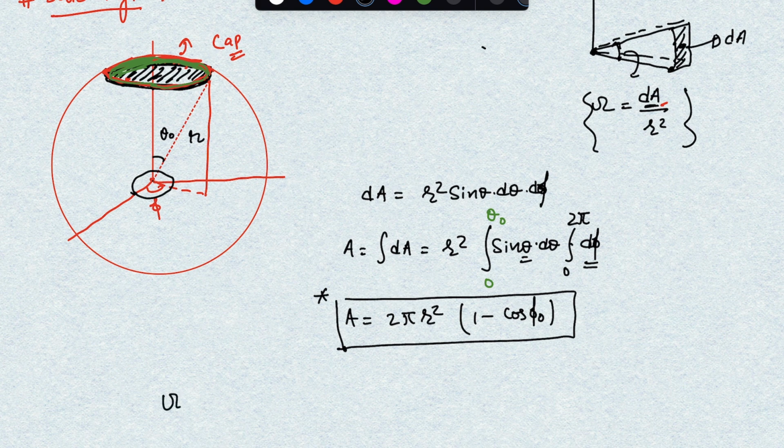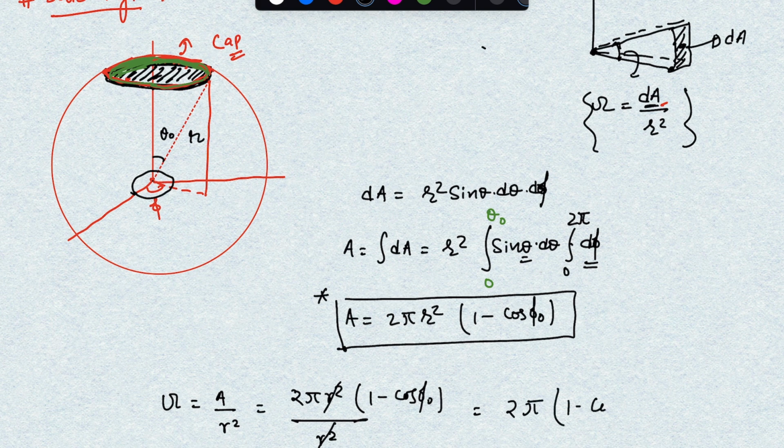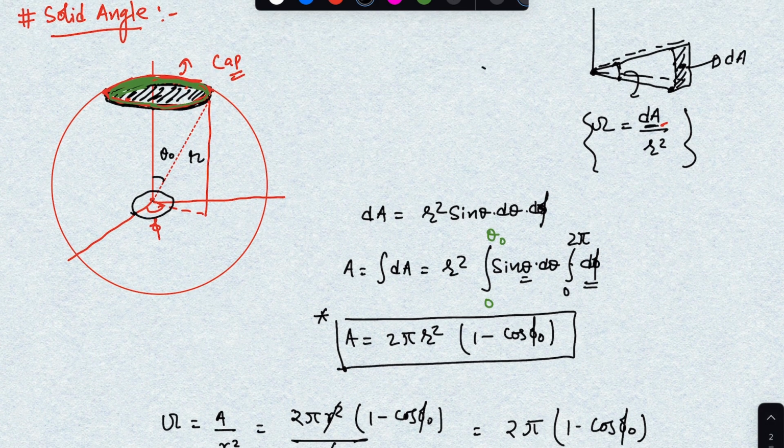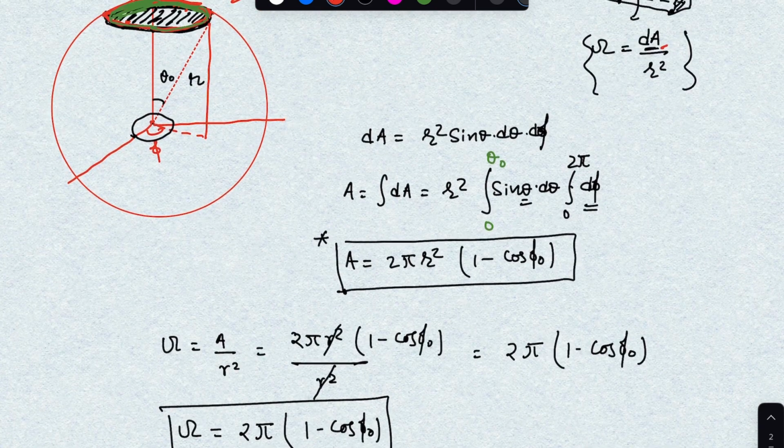Now let us come to the solid angle again. So solid angle is the surface area divided by r squared, that is 2 pi r squared times 1 minus cos theta naught divided by r squared. So r squared is cancelled out. So basically we get 2 pi times 1 minus cos theta naught. Okay, so this solid angle also you can memorize, that it is 2 pi times 1 minus cos theta naught, where theta naught is the angle of this disc's edge. Okay, so that is the solid angle, and this solid angle we can use.